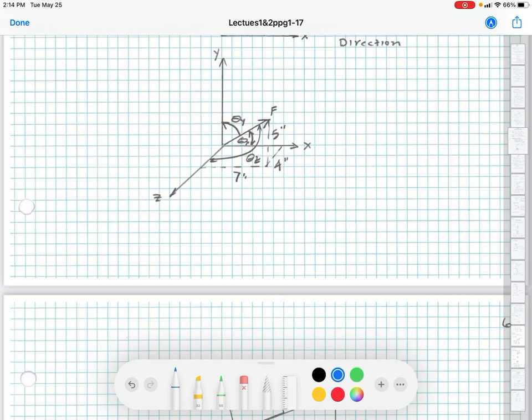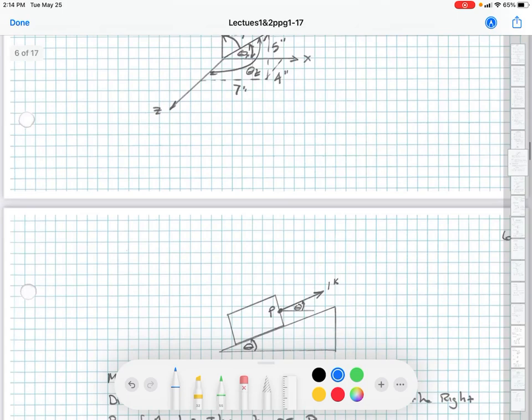Here's a force F that is shown in the XYZ plane. So you have an X component of 7 inches, a Y component of 5 inches, and a Z component of 4 inches. You have 3 directional angles, theta X, theta Y, and theta Z. So you can look at that and you can understand what that means. But if that was not clearly written, that could be a real problem and a real mess.